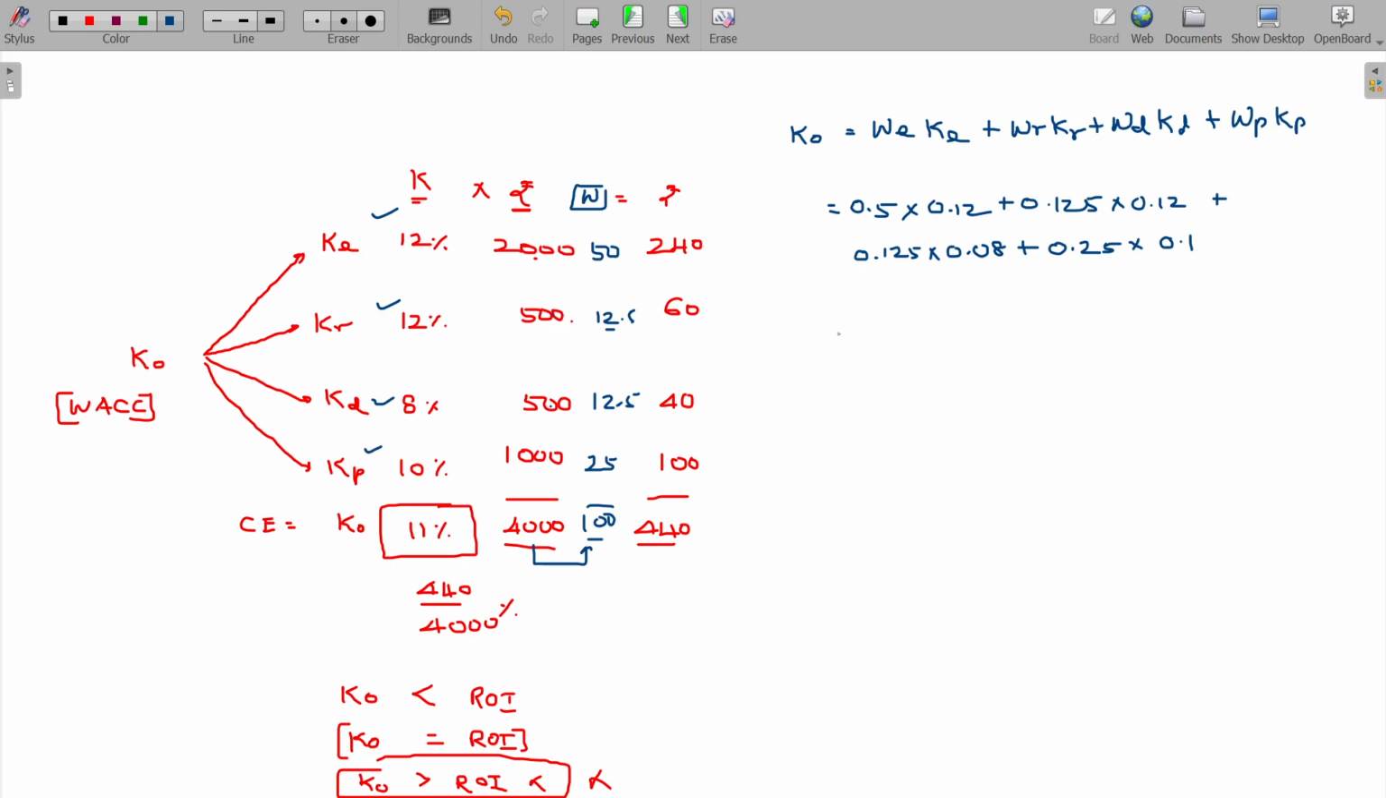Now you find out the ultimate value here, I think you will be getting 11% directly. 0.11 into 100, multiplied, 11% directly. Is that clear? Verify and make a note of it.